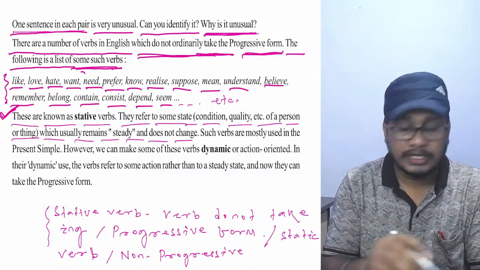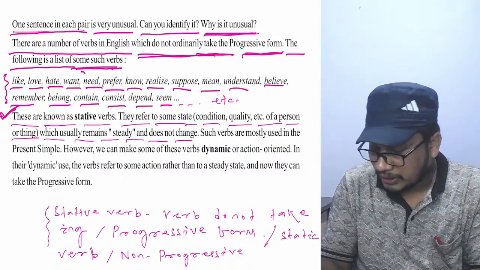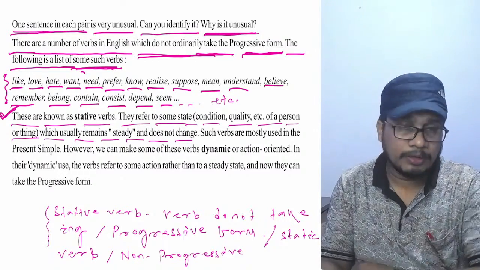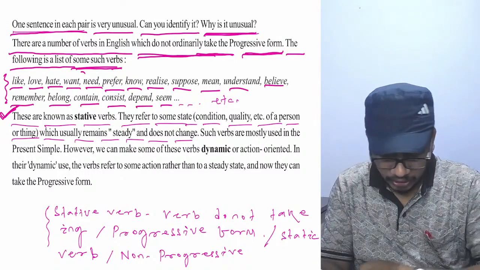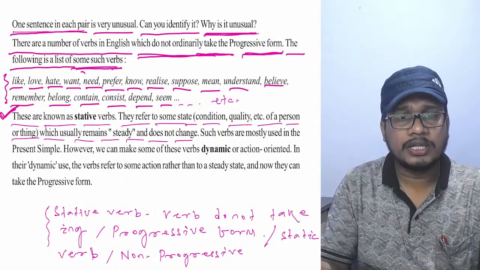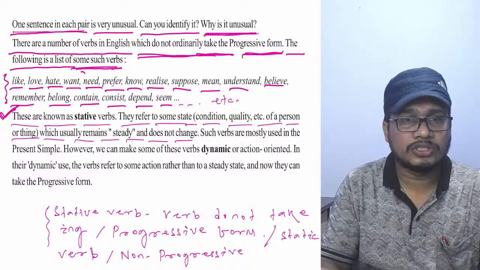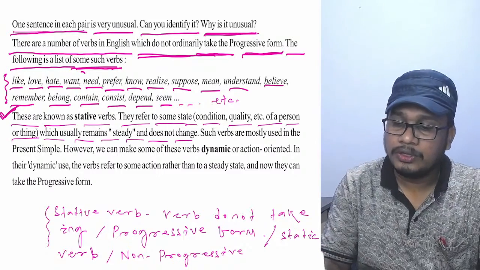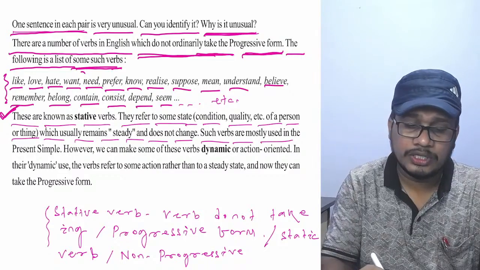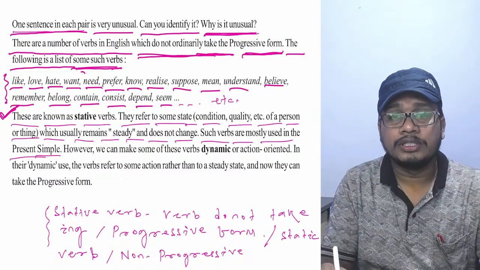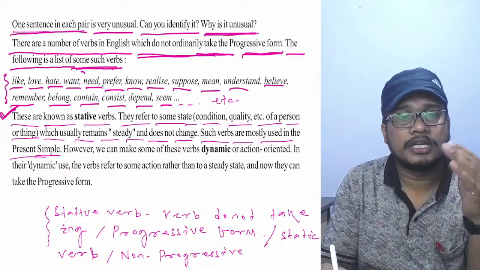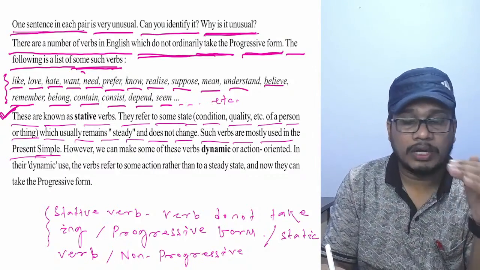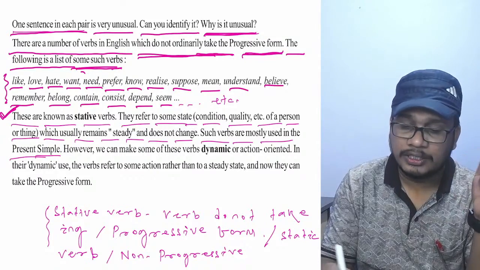So that's why they usually use simple present rather than present continuous. In present continuous we see that there is a progressive, there is a change, but in simple present there is no change. Such verbs are mostly used in simple present tense because there is no change in the condition, no change in the quality, no change in their state.